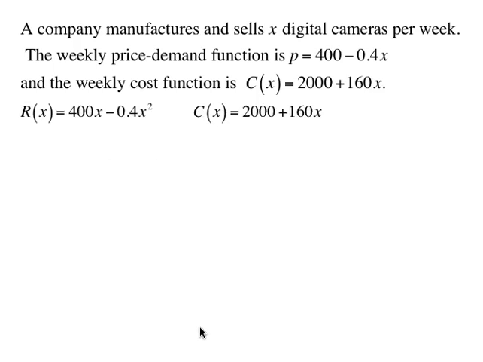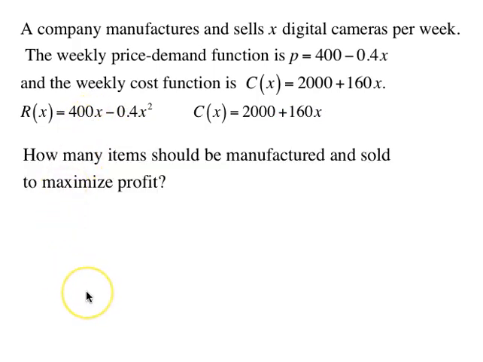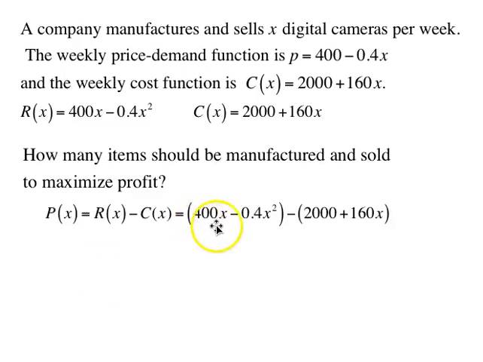Okay, now we're going to add the cost function. So we have the cost function here of 2,000 plus 160x to go with our revenue function we did in the earlier portion. And we want to know how many items should be manufactured and sold to maximize profit. Profit is revenue minus cost. Revenue, 400x minus 0.4x squared, minus cost, 2,000 plus 160x.